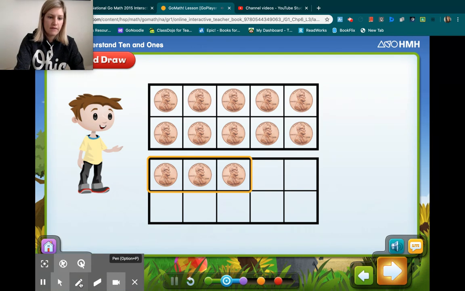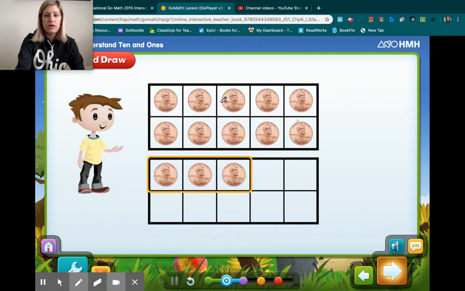So look at this, this is what they're saying, friends, and I'm going to keep trying to use the pen to get better at it. Let me pick a different color this time. They said up here, we know there's 10 pennies, right? Because the 10 frame is full, so we know there's 10. We don't have to count 1, 2, 3, 4, 5, 6. We can say 10. But down here, we can count 1, 2, 3. So we know we have 10, and we know we have 3. So 10, 11, 12, 13. That's how we can get 13.